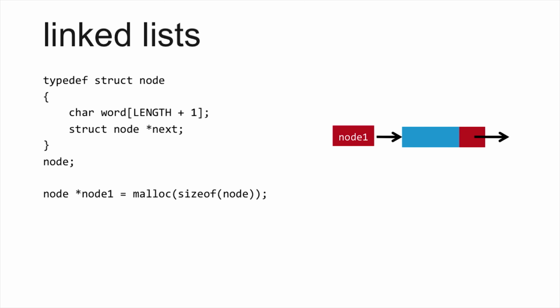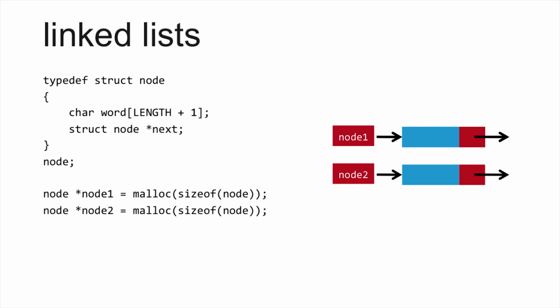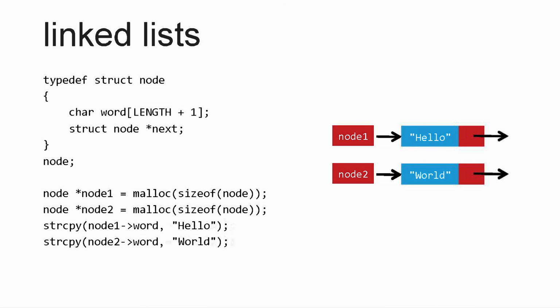So the key takeaway here is that whenever we're creating a node, we actually just want to malloc a node pointer. So if, say, I wanted to create another node, node 2, then I would do the same thing again, allocating another spot in memory for that node. Now I want to set the values for these nodes. Node 1 and node 2 are actually node pointers, so I'll use arrow notation in order to access the word variable, and then I can set those 2 words, hello and world. These are just 2 independent nodes.